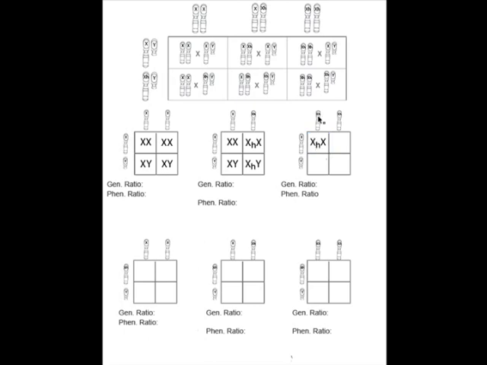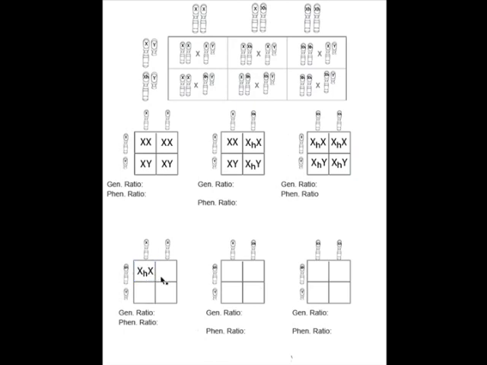In this case, we've got an XHX. And again, I just put the XH first. It doesn't really matter which order. Here we've got an XH and a Y, and again, another XH and a Y. Let's finish our Punnett squares first.